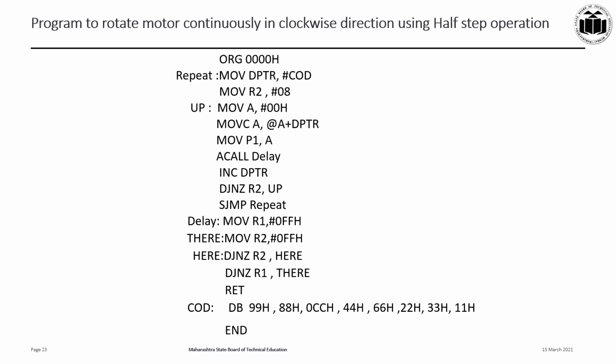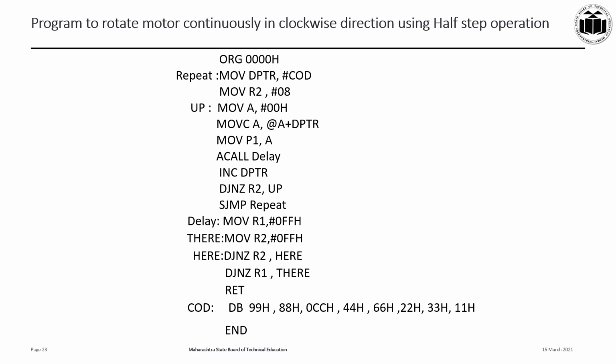Then the MOV P1, A instruction sends the contents of register A to port 1. For example, if the stepper motor is interfaced at port 1, we need to send it to port 1. If the stepper motor is interfaced at port 2, we will send that sequence to port 2. Then a delay is called.